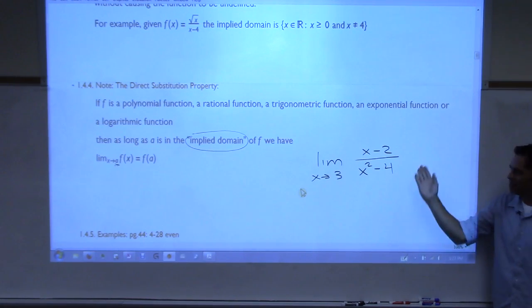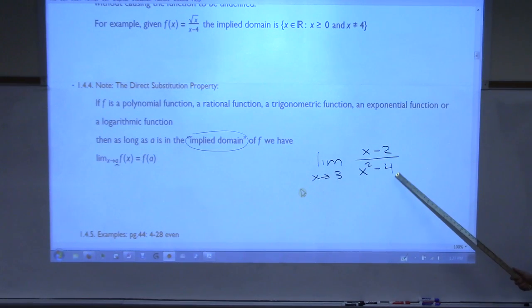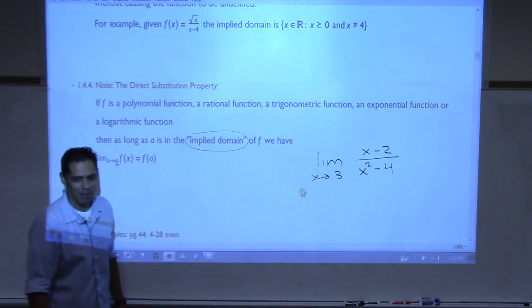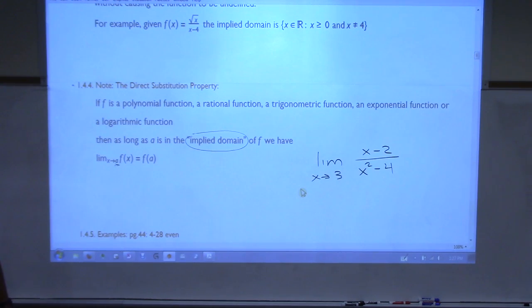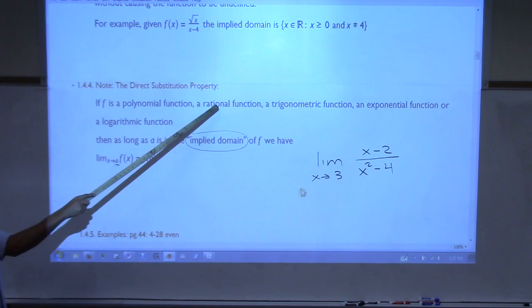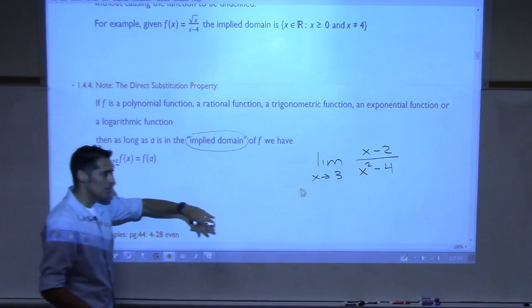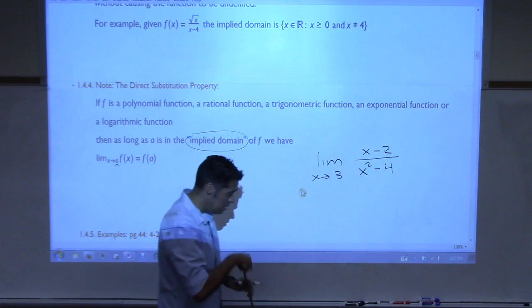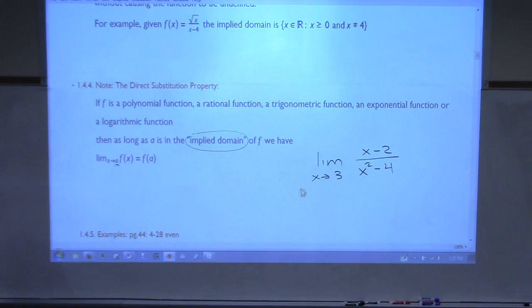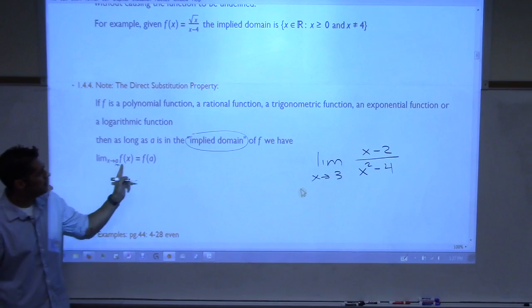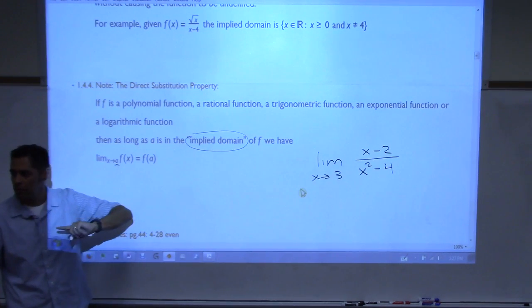I mean, because I could just do this, right? This is a rational function. Rational function from college algebra, from way back when somewhere, right? What is a rational function? It's a polynomial function divided by another polynomial function. Anytime you have the ratio of two polynomials, it's a rational function. So I should just be able to plug 3 into this and get an answer, as long as 3 is in the implied domain of that function.